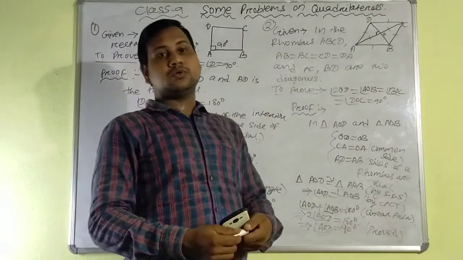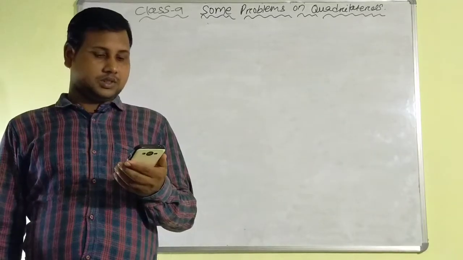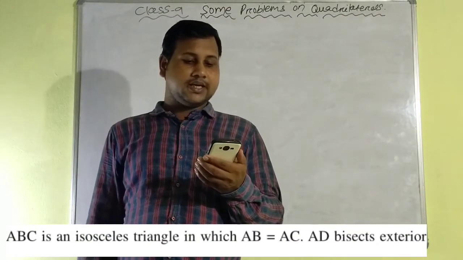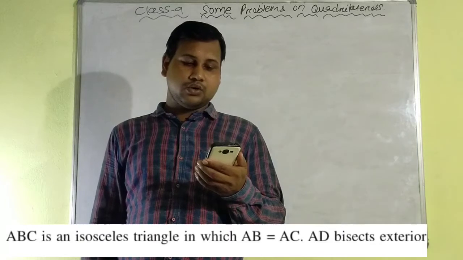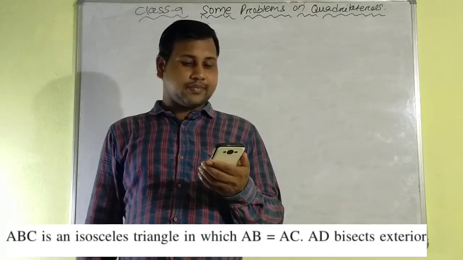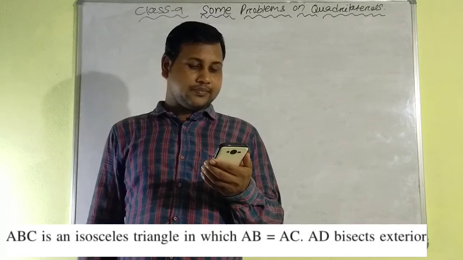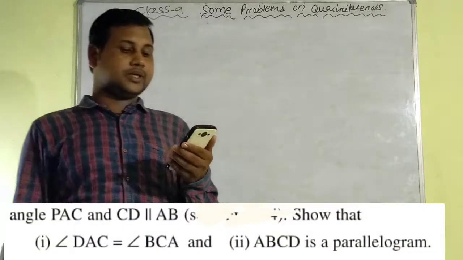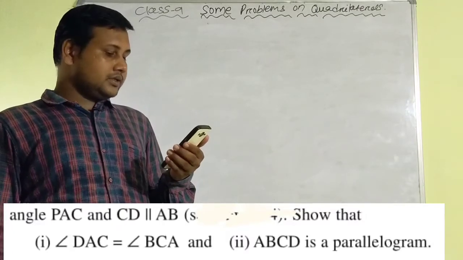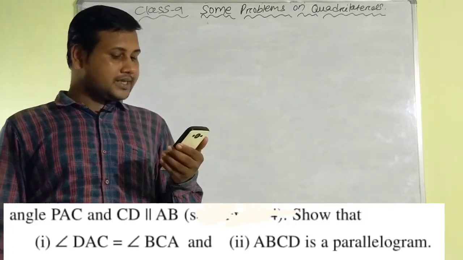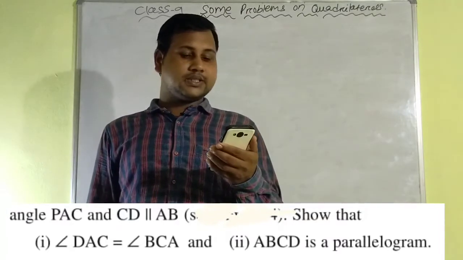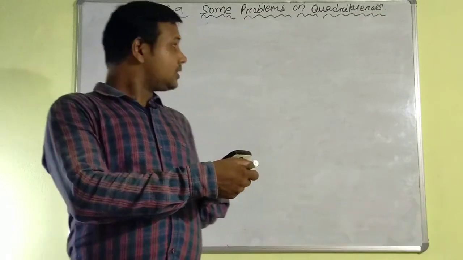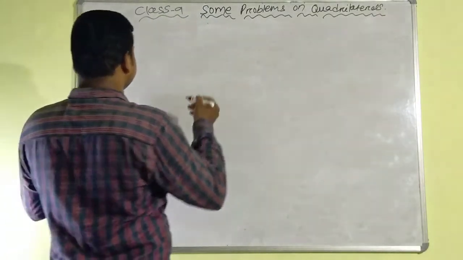Okay, now come to question number 3. Here given ABC is an isosceles triangle in which AB equal to AC, AD bisects exterior angle PAC and CD parallel to AB given. Then we have to show B1 angle DAC equal to angle BCA and B2 ABCD is a parallelogram. Okay, now we'll draw first the diagram.